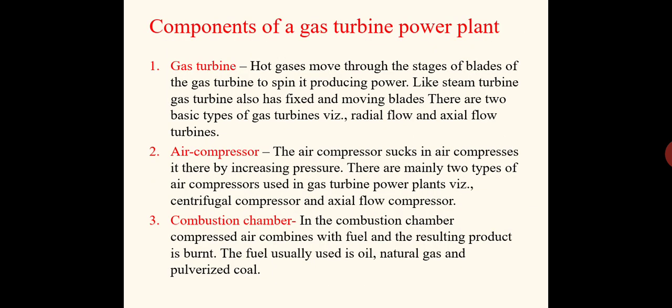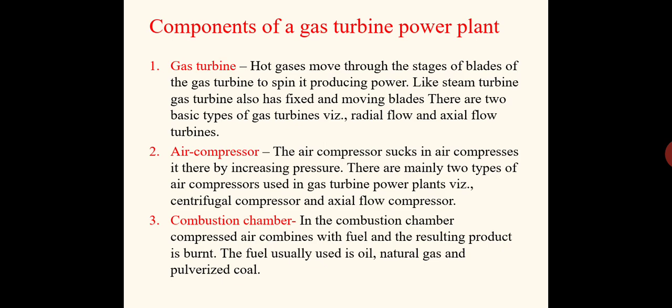Now coming to the components of the gas turbine power plant. These are the basic components. First one is the gas turbine. Hot gases move through the stages of blades of the gas turbine to spin it, producing power. Like a steam turbine, a gas turbine also has fixed and moving blades. There are two basic types of gas turbines, either radial flow or axial flow. This also I have already told: either centrifugal compressors or axial flow compressors are commonly used. The working of the compressor you might have studied in the lower semesters in thermal engineering. It is already studied, so I am not going into that part.